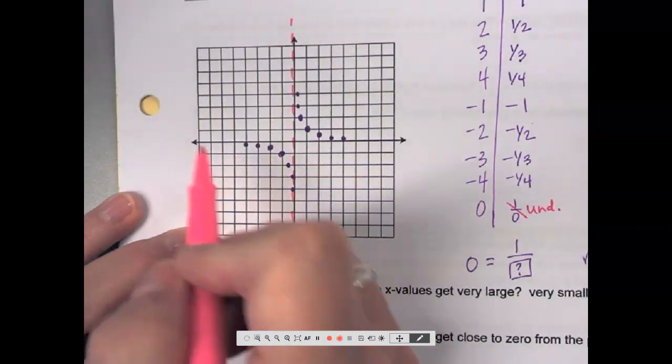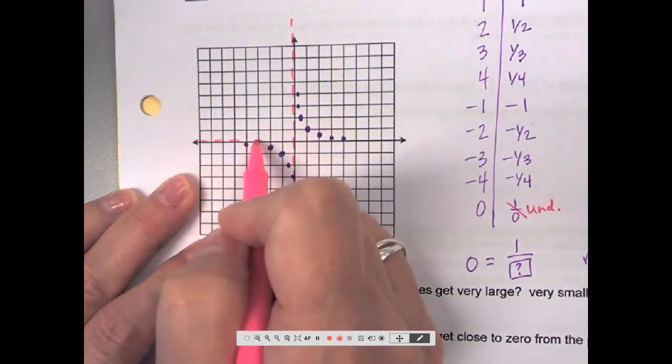Yes? Are we going to do limits as exponents? You got it.